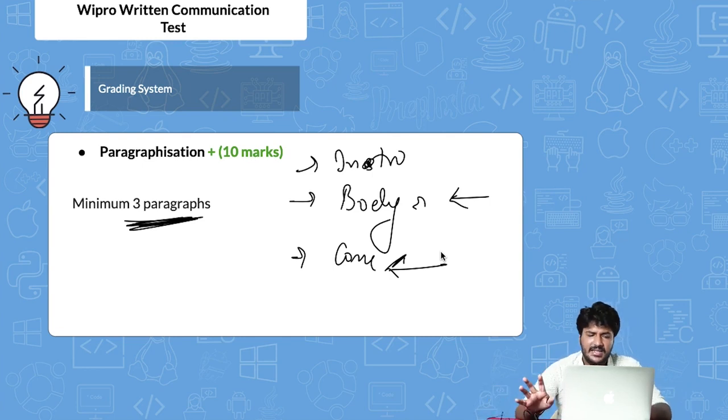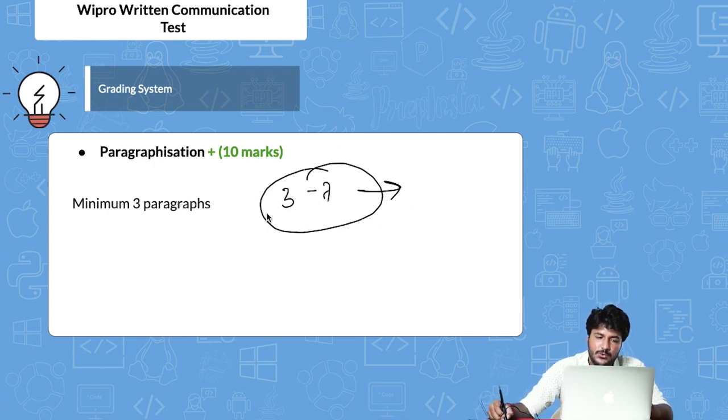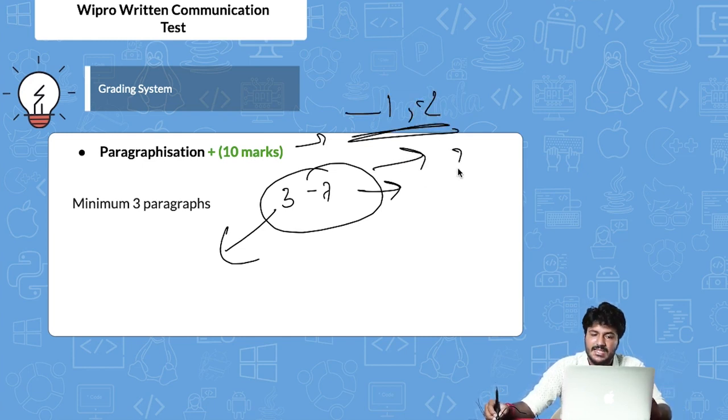So ideally three paragraphs, but what I would say is that at least use anywhere between 3 to 7 paragraphs. If you use less than 3 paragraphs, in that case there is going to be a negative marking. We do not know if -1 or -2, all of that, but yes, there's a negative marking. If you use more than 7 paragraphs, obviously there's negative marking in that. We're not sure about how much negative marking in that case, right?